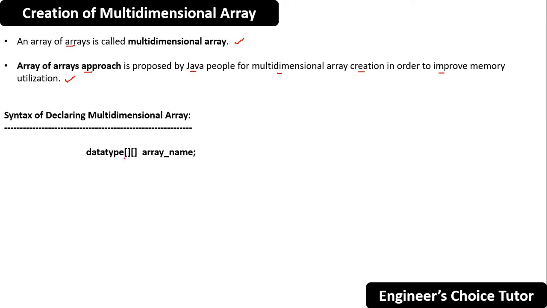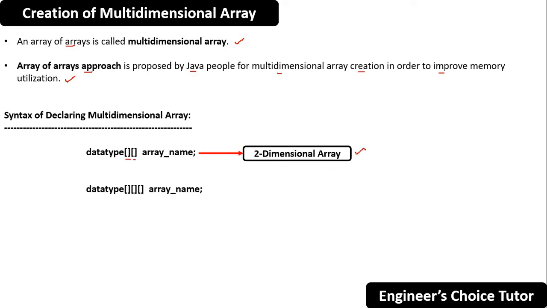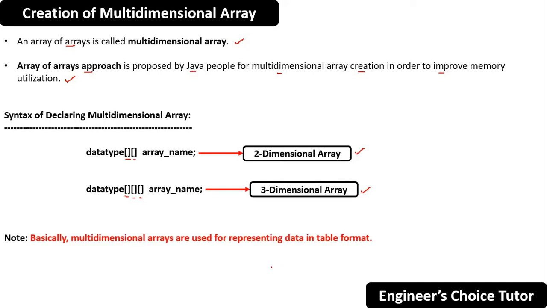So basically, we have syntax for declaring multidimensional arrays, and the syntaxes are like this: data type, then two square brackets, then you have to give the array name. This syntax is for declaring 2D arrays, means two-dimensional arrays. And the next syntax has three square brackets. This is the three-dimensional array declaration syntax. Fine. So note, basically the multidimensional arrays are used for representing data in table format or tabular format.